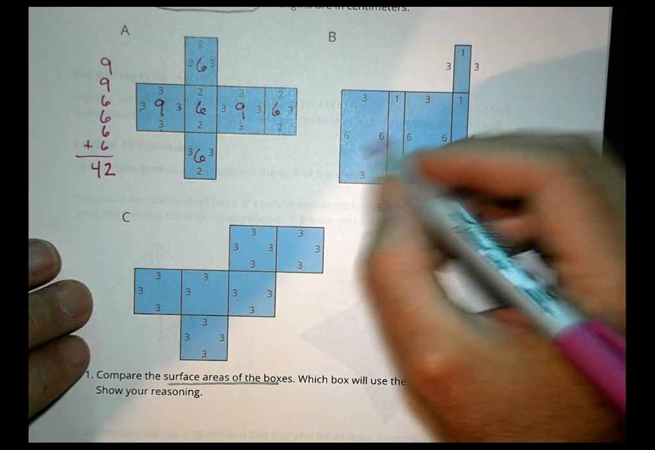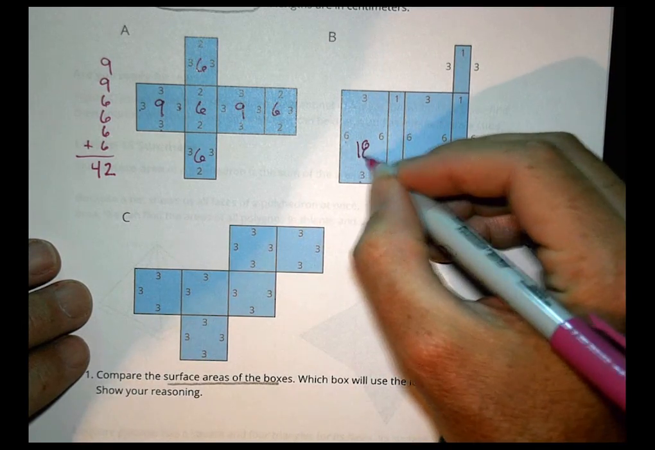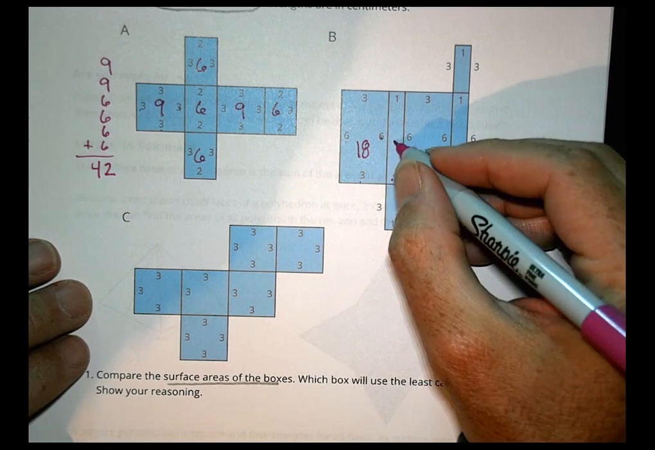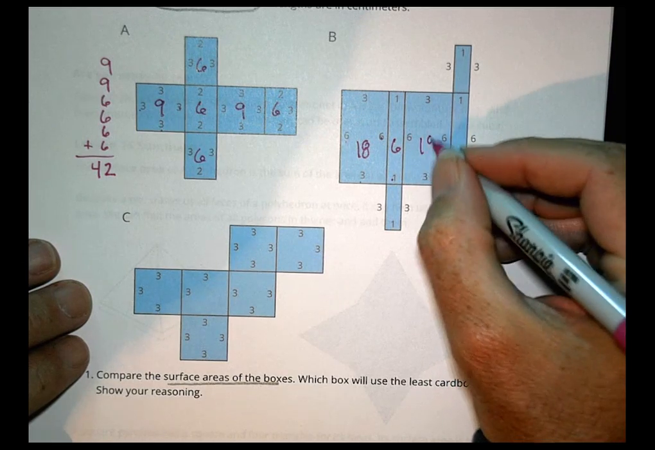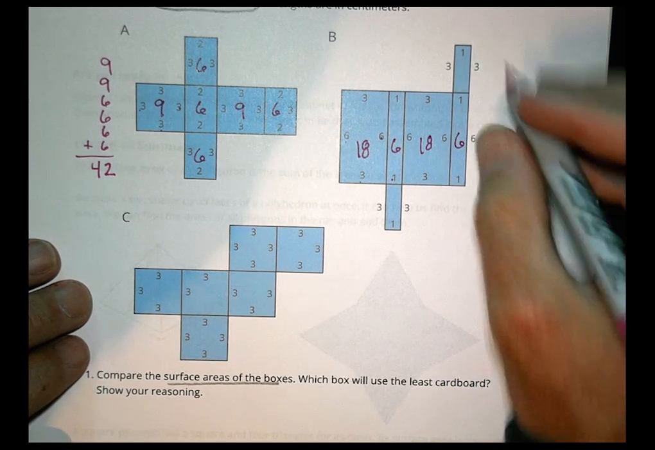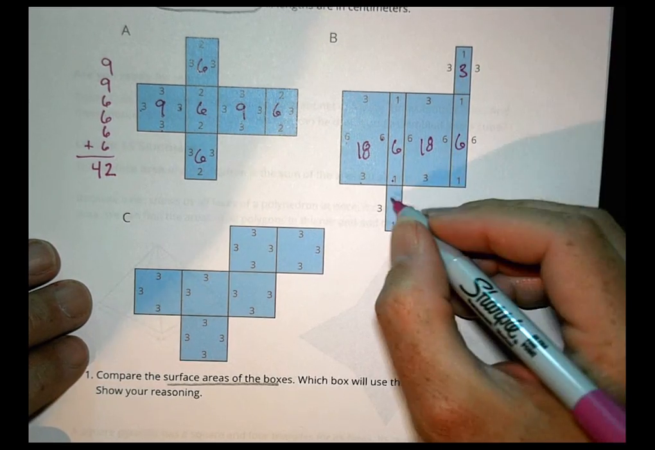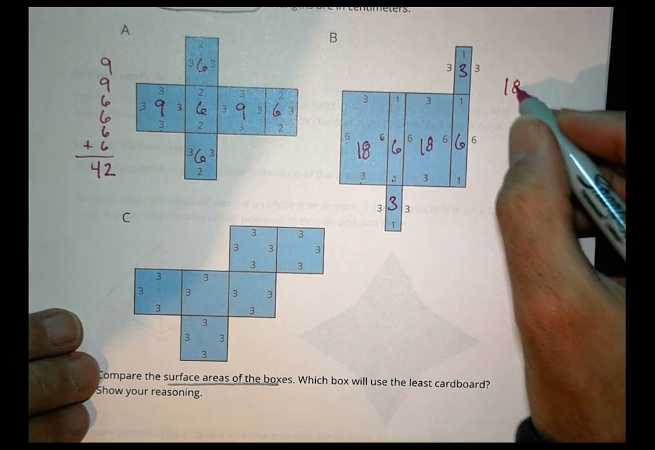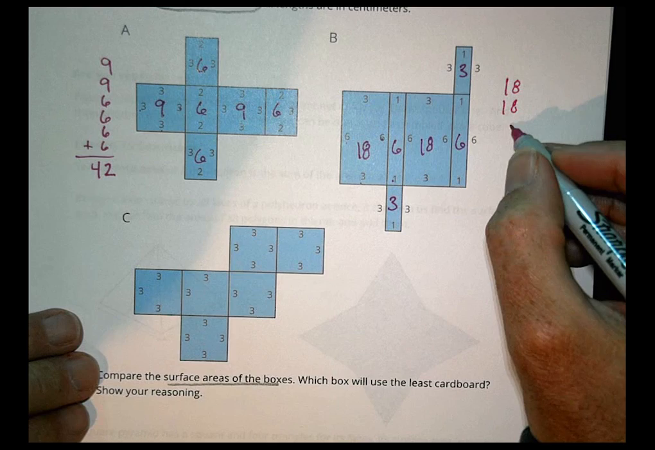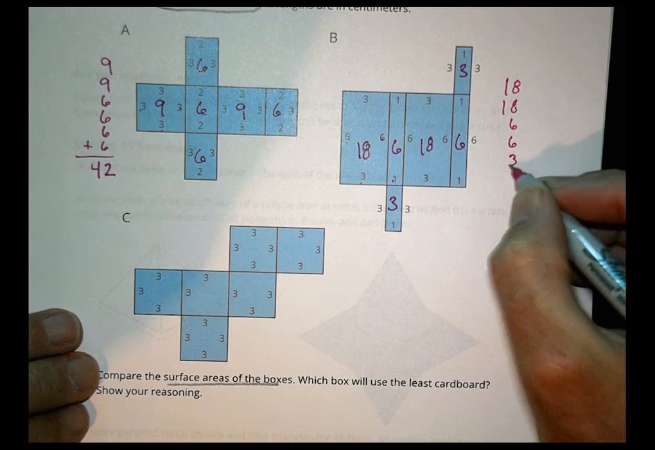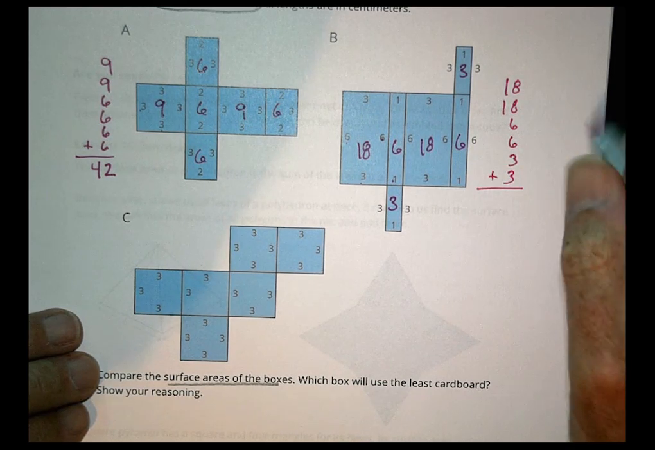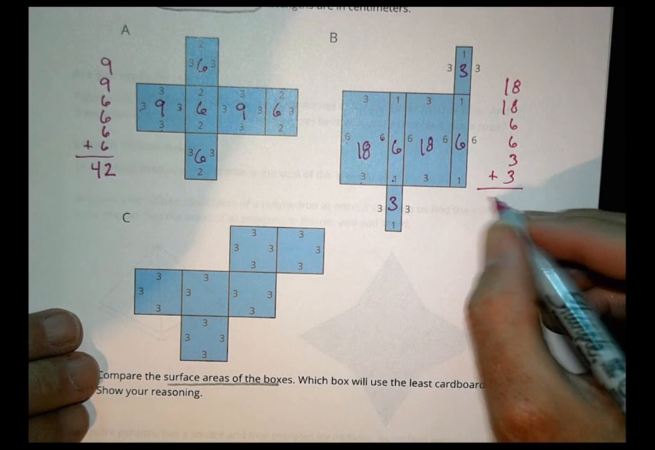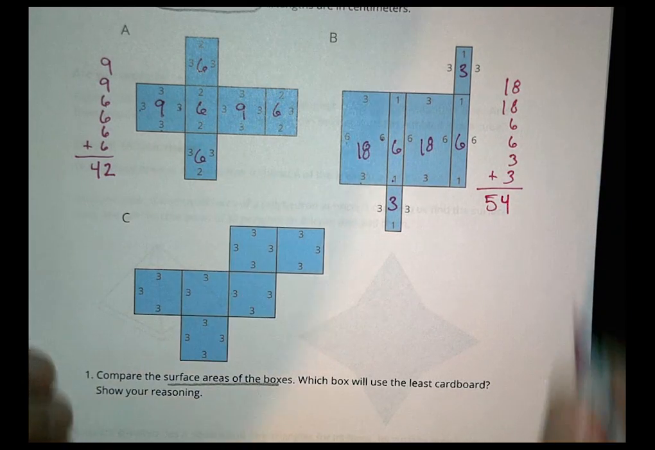Over here, I have 6 times 3 is 18. 6 times 1 is 6. 6 times 3 is 18. 6 times 1 is 6. 3 times 1 is 3. And 3 times 1 is 3. So the surface area of this box would be 18 plus 18 plus a 6 and a 6 and a 3 and a 3. And when I add that up, I end up with a surface area of 54.